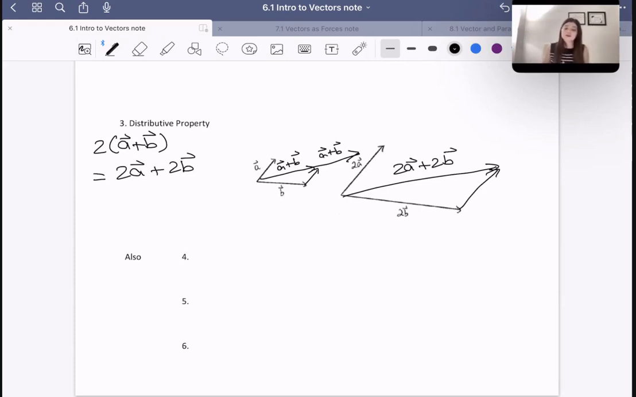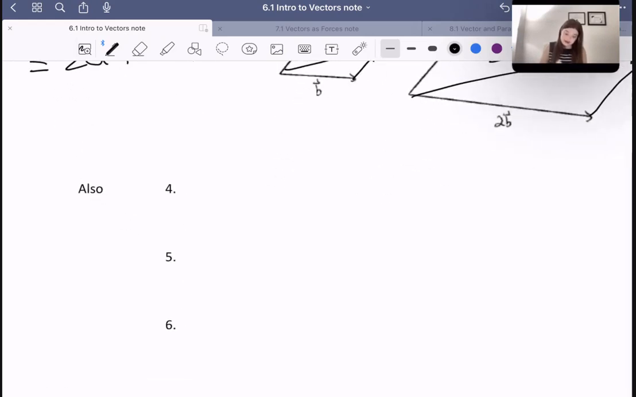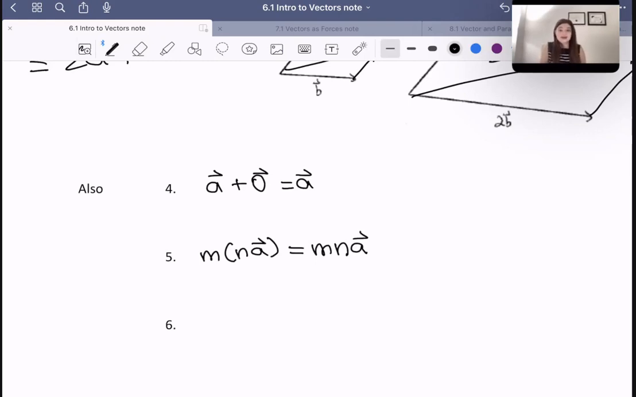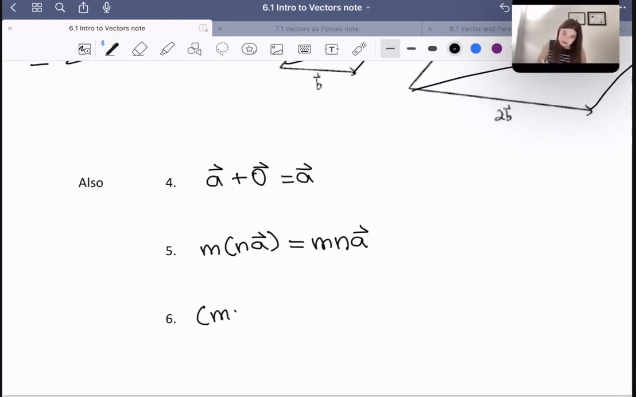Now, what else do we know? We know that if we have any vector and we add the zero vector, we get that same vector back because a zero vector does not do anything to the vector. If we have a scalar m times a scalar n times any vector a, this is the same as m times n times vector a. And likewise, if we have m plus n, these both being a couple of scalars, times vector a, this is the same as m vector a plus n vector a.